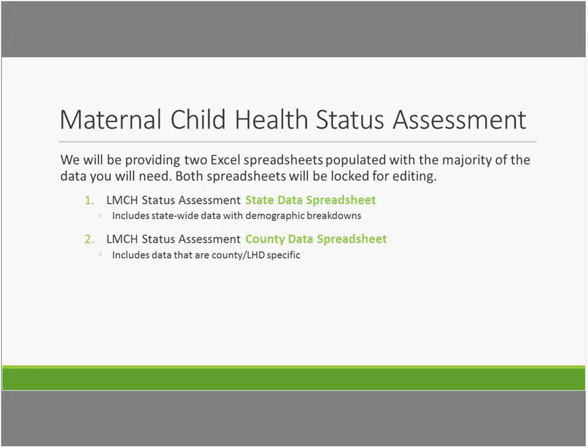So what we'll be providing is 2 Excel spreadsheets that are populated with the majority of the data that you will need. We'll lock the spreadsheets for editing just so that by mistake cells aren't deleted or changed by accident. The 2 we're providing are a spreadsheet with state data, and that spreadsheet is where you'll see those demographic breakdowns, and then we'll provide a county data spreadsheet. That spreadsheet includes data that are for your county or your health department, or in some cases, the region that you're in within the state.